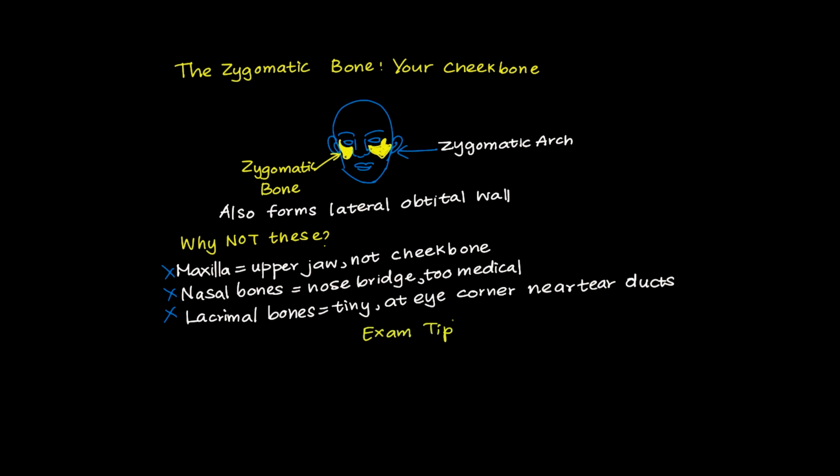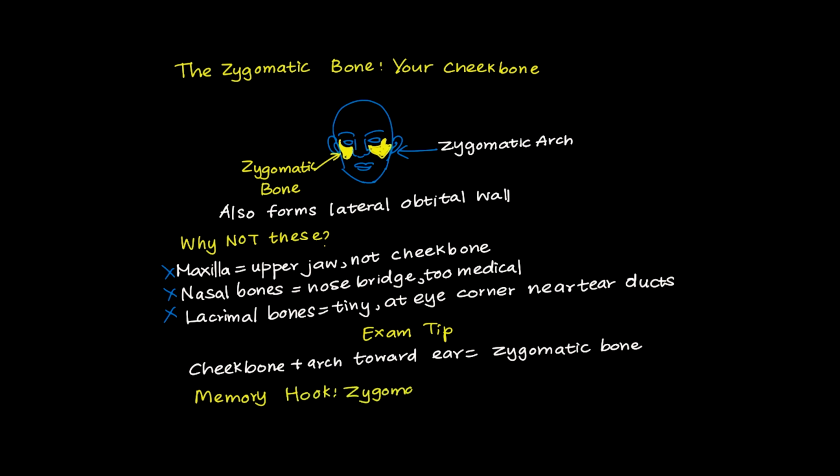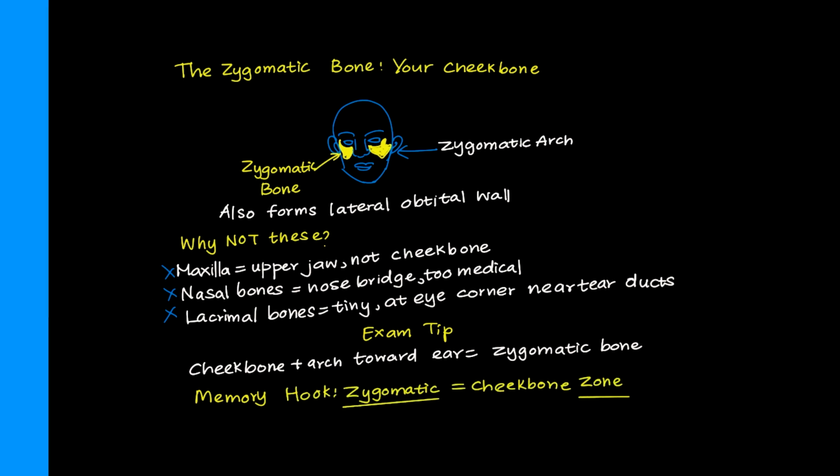Here's a WGU D312 OA exam tip for you. Cheekbone plus zygomatic arch equals zygomatic bone. The name zygomatic shows up in both the bone and the arch. That's your clue. Quick hook: Zygomatic equals cheekbone zone.